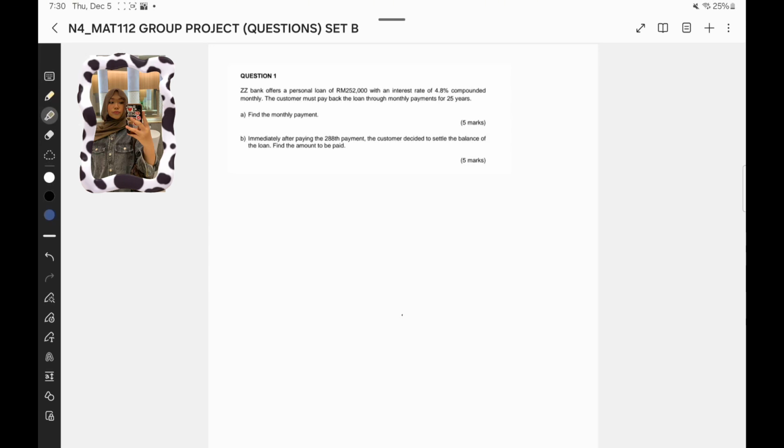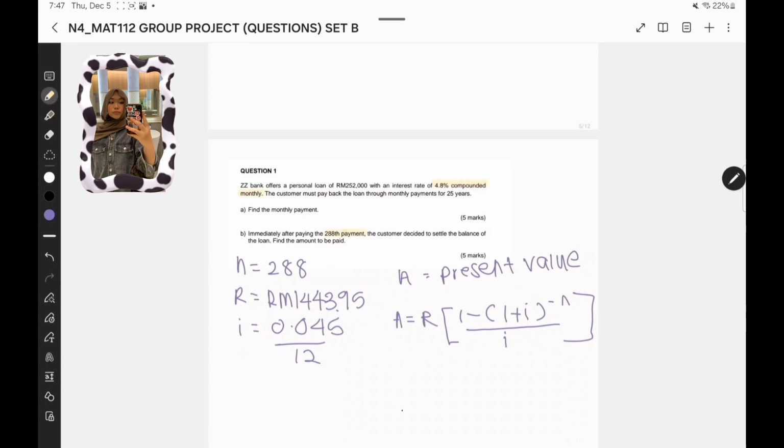Immediately after paying the 288 payment, the customer decided to settle the balance of the loan. Find the amount to be paid. Now, highlight the important parts. Now, write down the important parts. For this case, I think this is the most suitable formula that we can use.